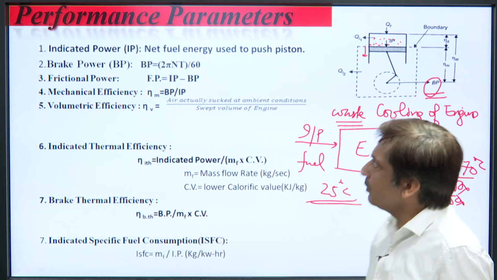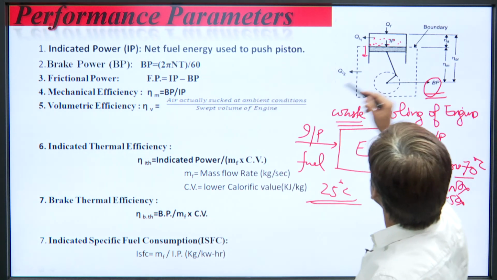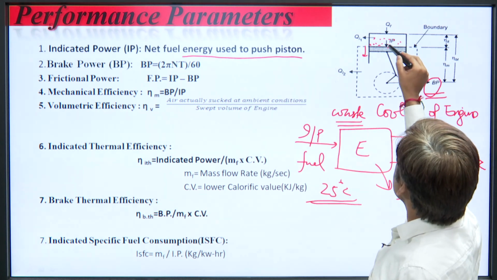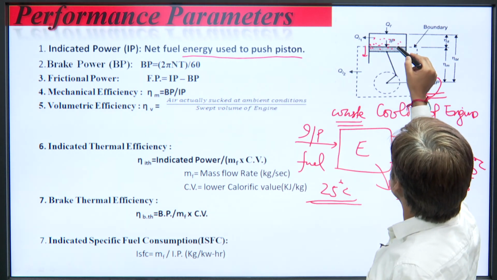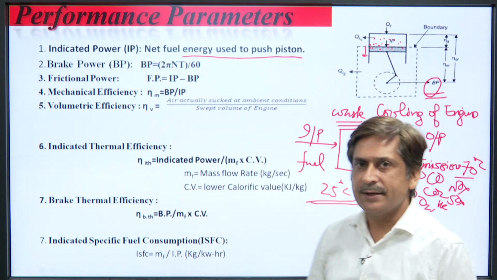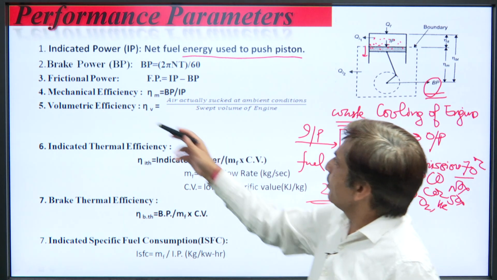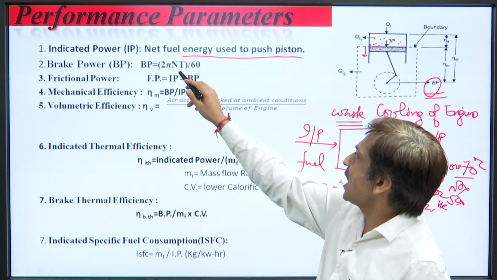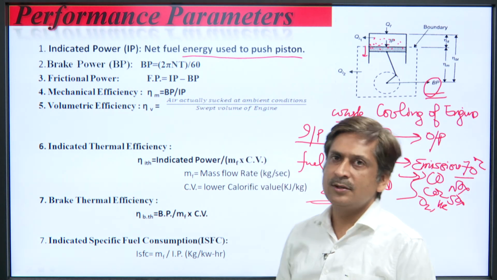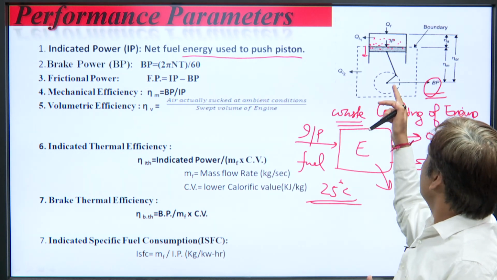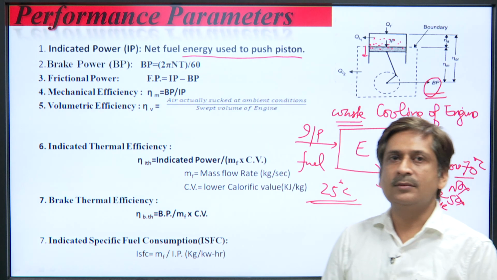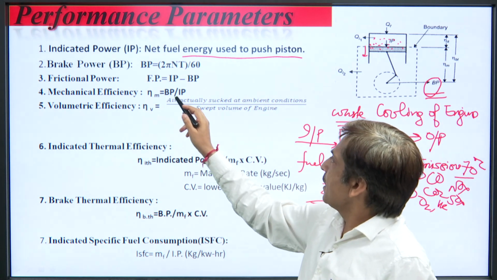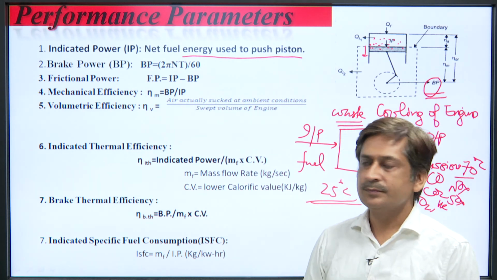So, first of all, indicated power. What is indicated power? Indicated power is the net fuel energy used to push the piston at this end. Power obtained at this end is known as indicated power. Now, come to the brake power. Brake power is 2 pi N T by 60, where N is the RPM of the engine and T is the torque developed at the shaft end. Mechanical efficiency is the ratio of brake power to indicated power.